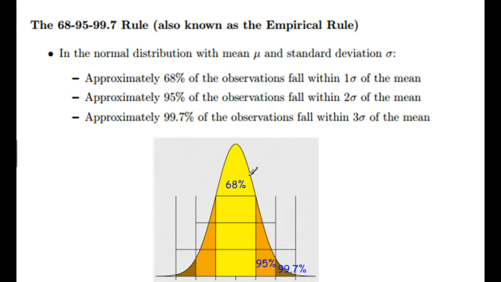It may not be perfectly normal, but it kind of looks like this shape, this bell curve, unimodal. That means it doesn't have two humps. It doesn't look like that. That would be bimodal.